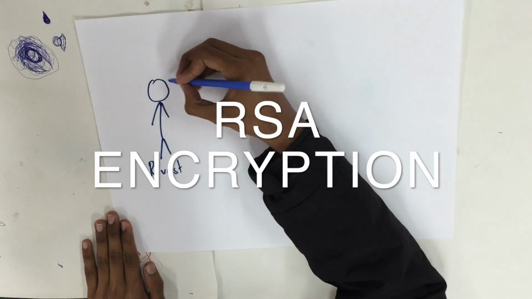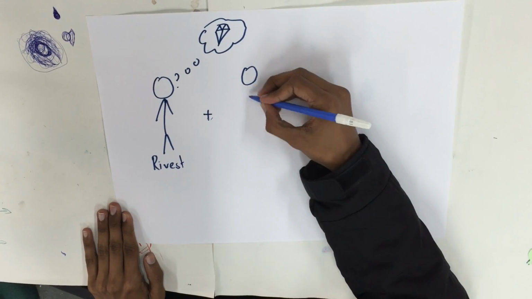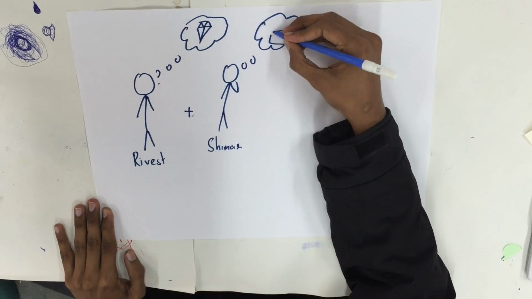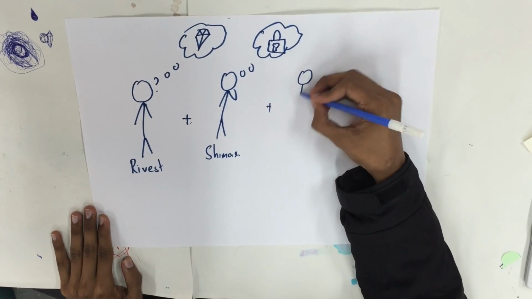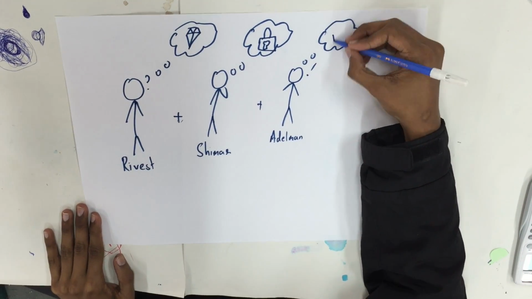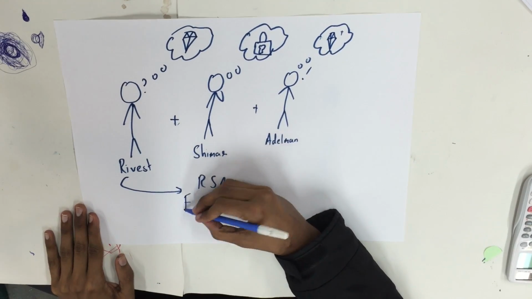Three mathematicians, Rivest, Shamir, and Adleman, were figuring out a way to transfer data securely between networks. At MIT in 1977, they established a type of encryption now called RSA encryption.